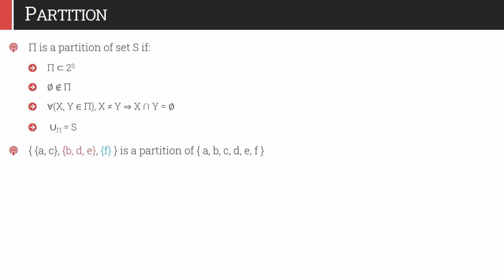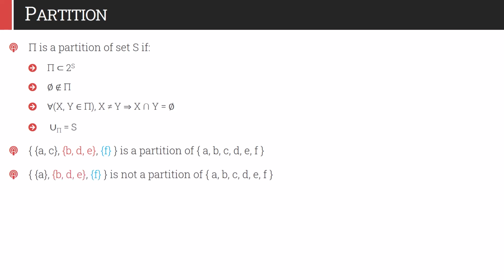And if we take the union of all the partitions, then it should generate the set S. And we can see that AC union BDE union F will give us the set {A, B, C, D, E, F} back. So this is a partition of the given set. All four conditions must be met. If any one condition is false, then that is not the correct partition for the set.